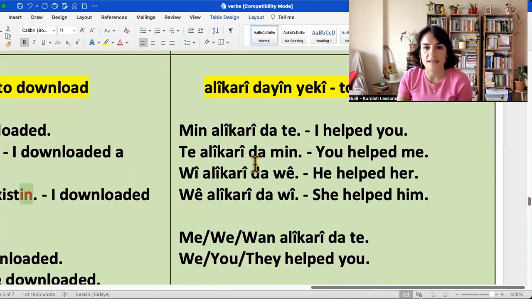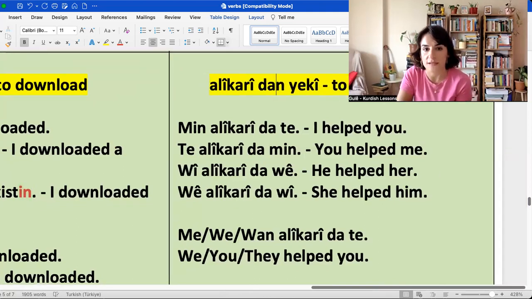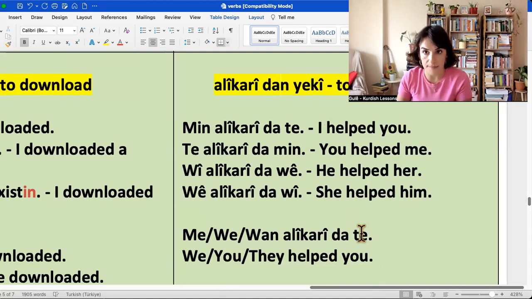So alikari dan yeki. Alikari dan yeki, to help someone. Min alikari date, te alikari damen, we alikari dawe, we alikari dawi. Me we wan alikari date. Alikari dan yeki.